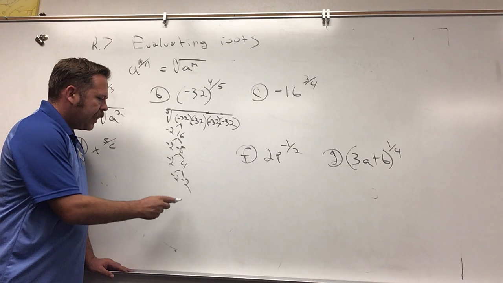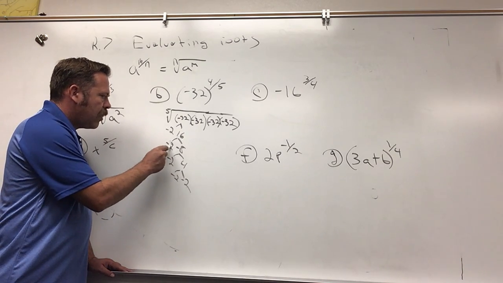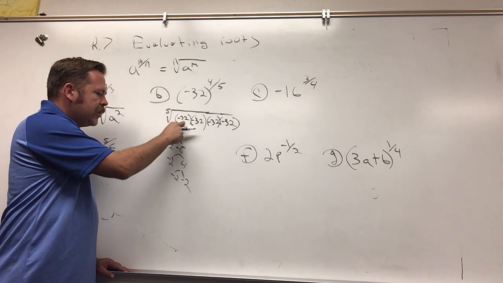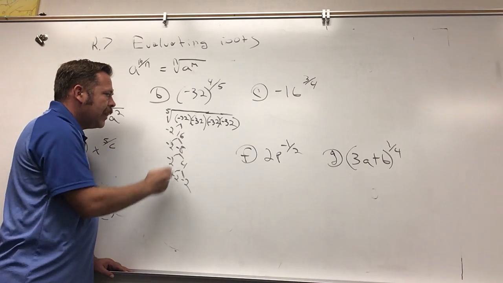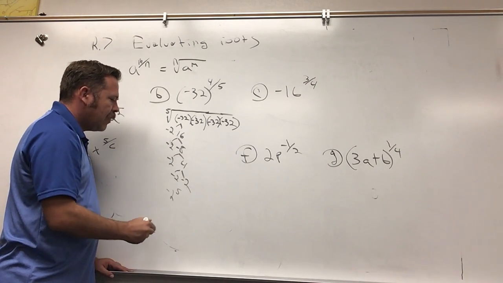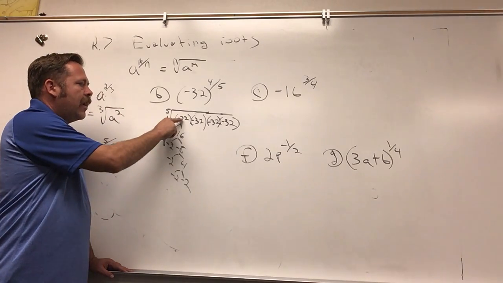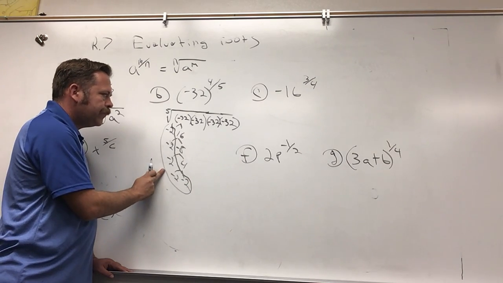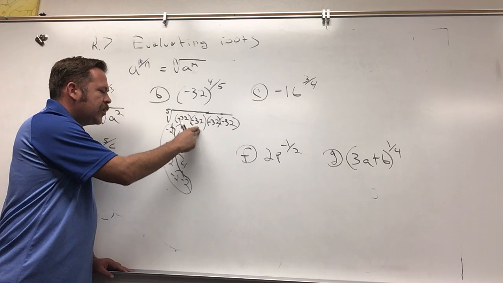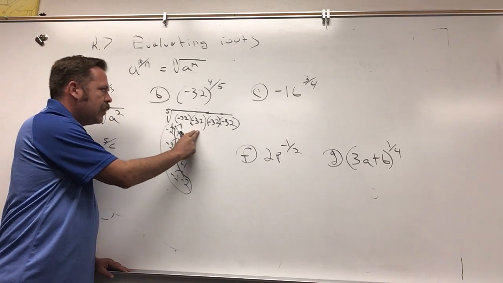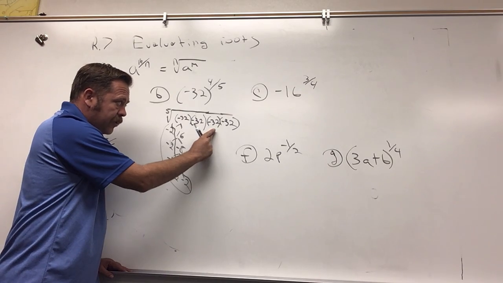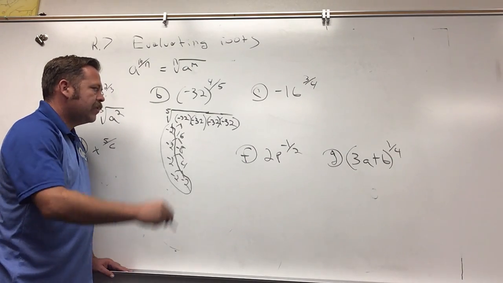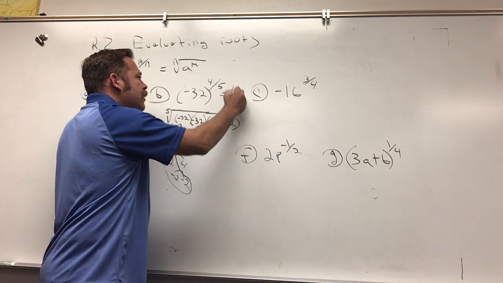Now, I got 1, 2, 3, 4, 5. So I got 5 negative 2's. Every time I factor down a negative 32, I'm going to get a group of 5 negative 2's. So I could rewrite each of these as negative 2 to the 5th. I'm going to have one group from here, one from here, so it's going to be negative 2 times negative 2 times another group, negative 2 times negative 2. And if I multiply negative 2 times negative 2 times negative 2 times negative 2, I get 16.